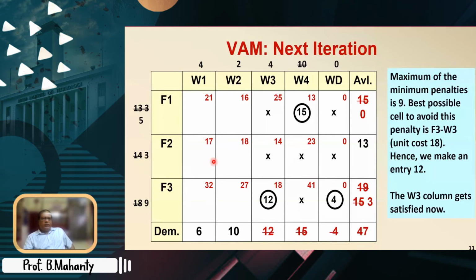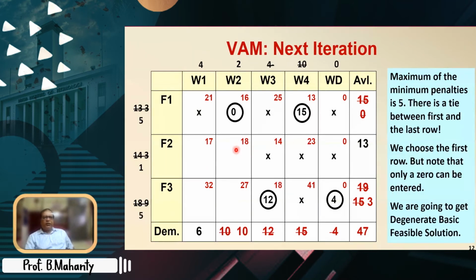The penalties are 5. Then here it is 3 because this was not there earlier. This is not filled up yet. So 14 to 17, 3, 18 to 9, and 4 to 4. Rest are all gone. So this 0 is crossed out also. All right. So the maximum possible penalty is 9. That means you can enter F3 to W3 something, and we put a 12 and then we cross out. So the W3 column is also now satisfied.